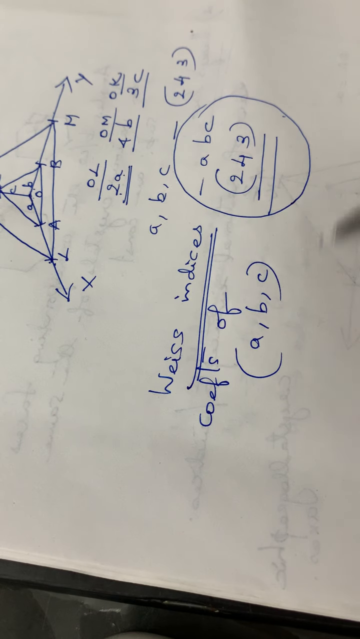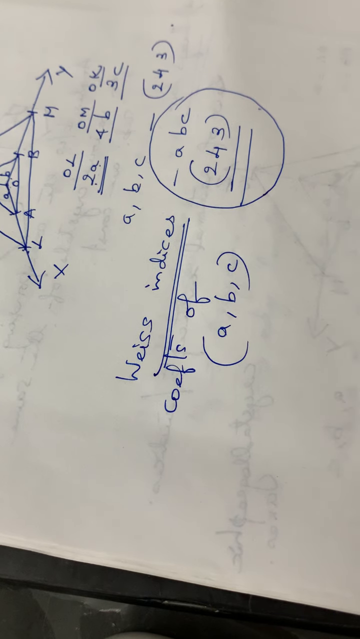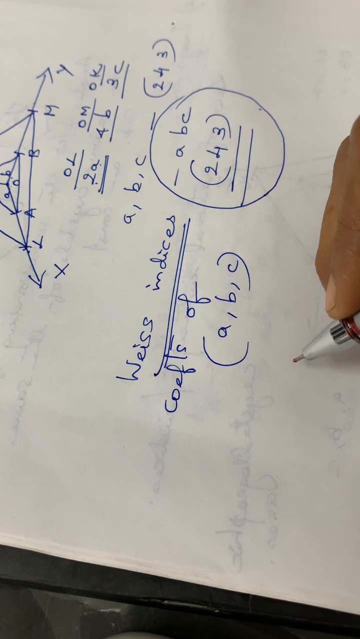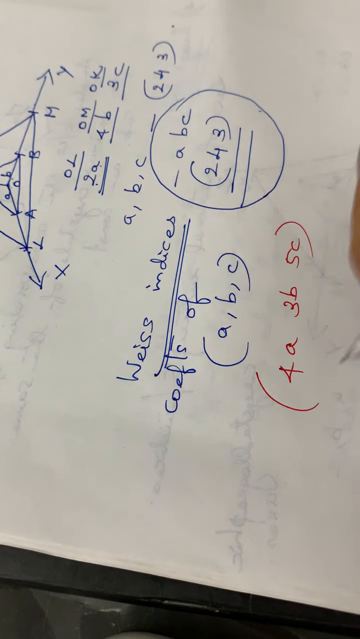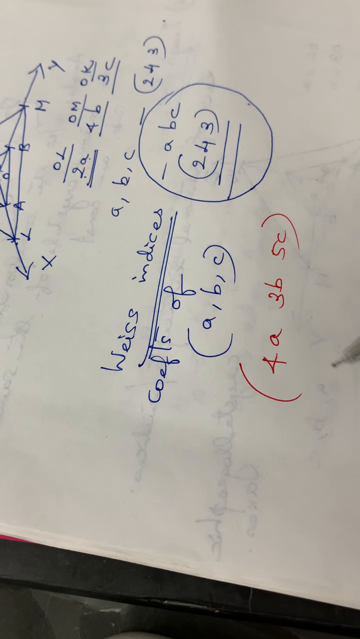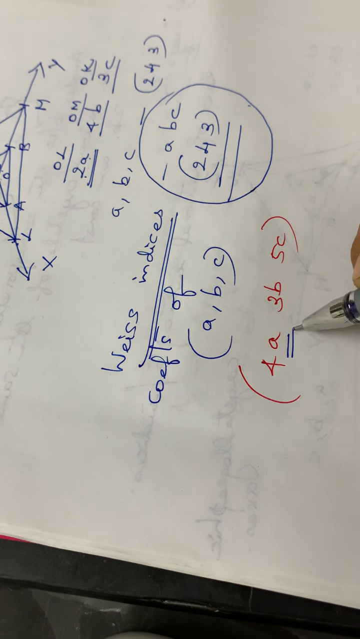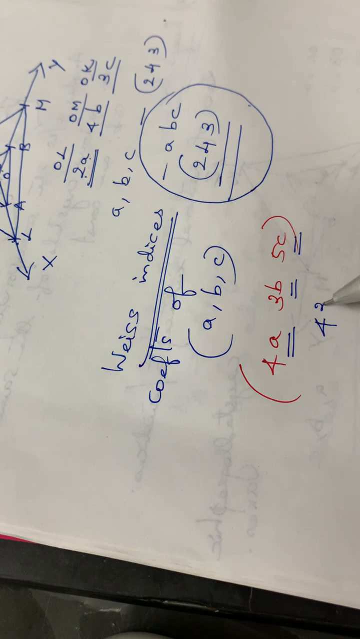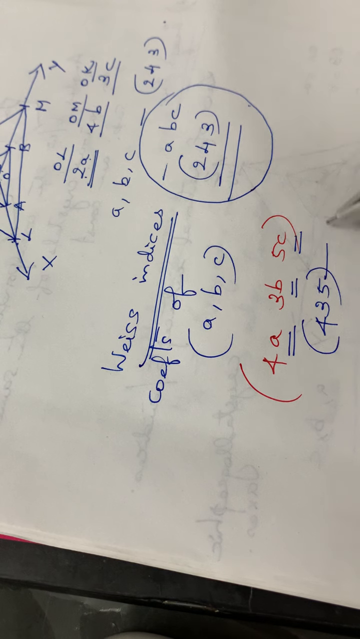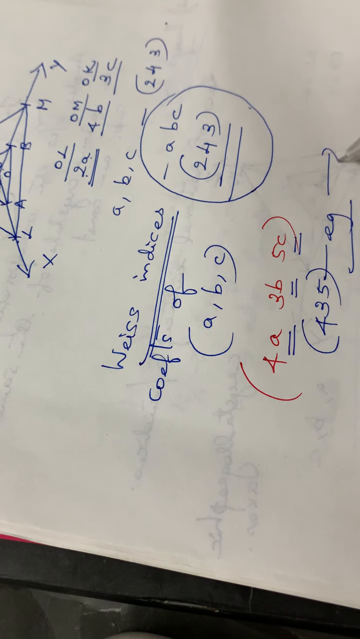Suppose, for example, a crystal is cutting the three crystallographic axes at the distances 4A, then 3B and 5C. So what are the Weiss indices here? Weiss indices means the coefficients of A, B and C. So here the Weiss indices will be 4, 3 and 5. This is just an example.